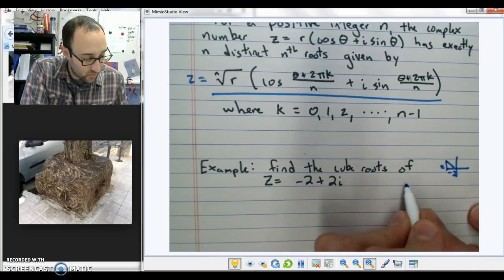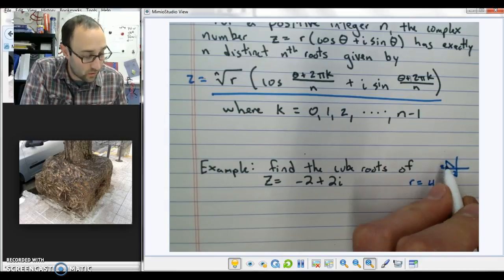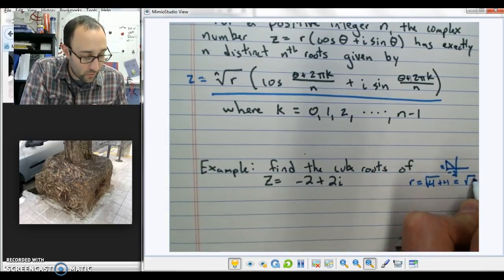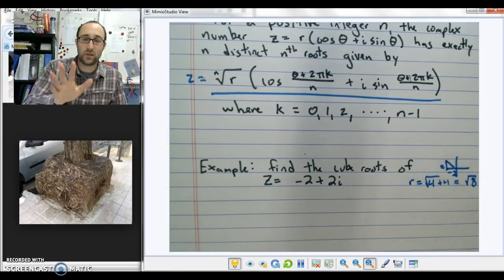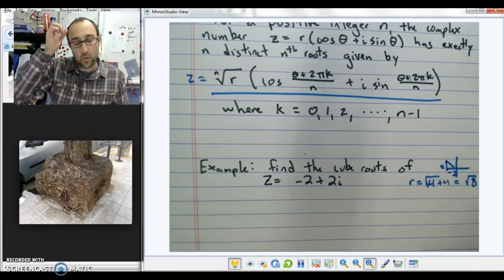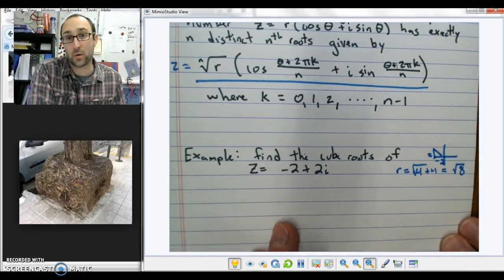So first, I'm going to figure out what r is. Negative 2 squared is 4. 2 squared is 4. I'm going to take the square root, and that's going to be the square root of 8. For now I'm just going to leave it because I know things are going to happen later. You could rewrite that as 2 square root of 2, which should be fine, but I'm just going to leave it as the square root of 8 for right now.